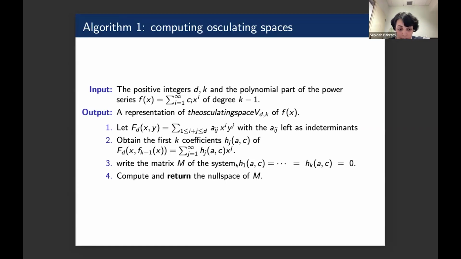We define a general polynomial f_d(x, y) with undetermined coefficients. Then we compute the first k coefficients of the expansion of f_d(x, f_{k-1}(x)), and we set up a system of equations based on the condition that these coefficients must vanish up to order k. Then we solve this system by computing the null space of the resulting matrix, which gives us the osculating space.